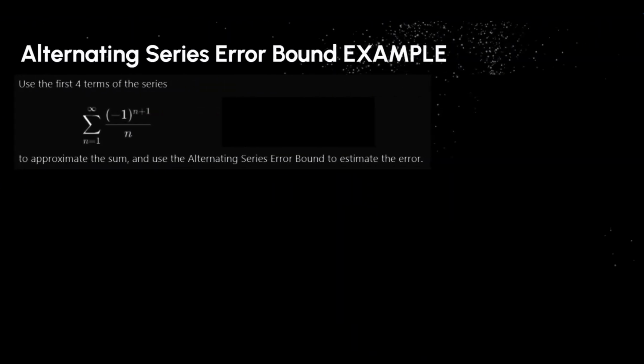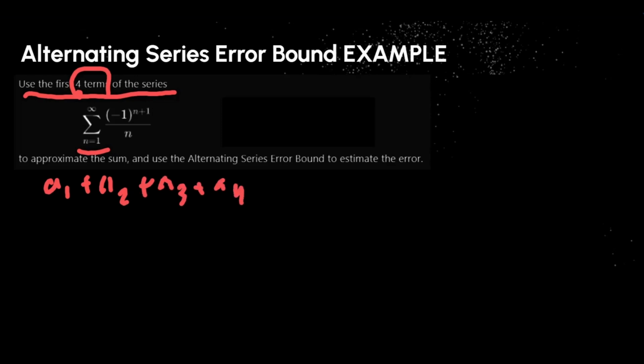A quick example. This question says use the first four terms of the series to approximate the sum, and we can see that it starts at n equals 1. That means that theoretically we have to add up a1 plus a2 plus a3 plus a4, and it's saying calculate the error that this will have compared to the alternating series bound. So the absolute value of the error, based on the formula on the last slide, is less than or equal to the fifth term, right?